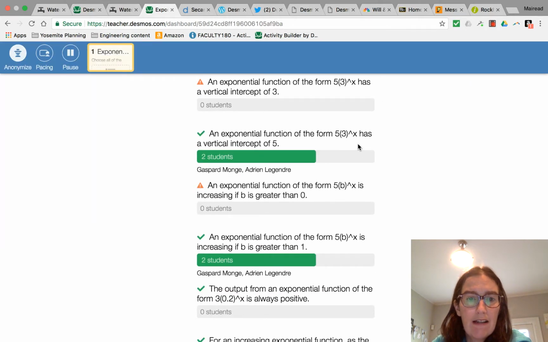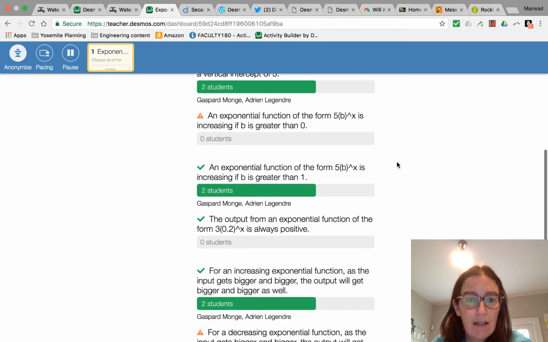This one, some of you chose correctly, that we're noticing that the 5 is the vertical intercept, and that the exponential function is increasing when b is greater than 1.